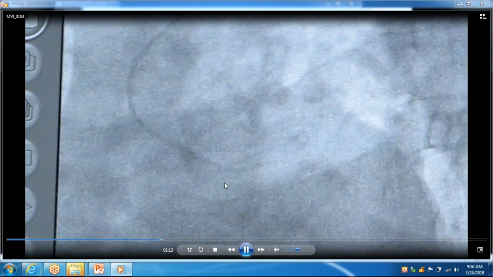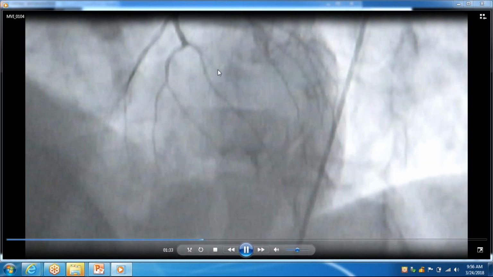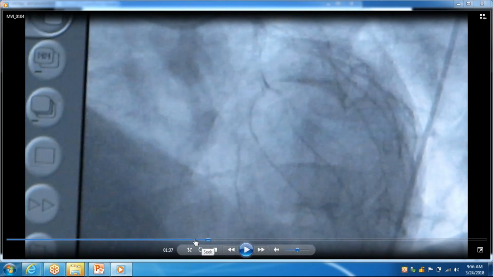Okay, and when you enter the blood vessel, you can see it jump. You can actually jump into the left main. You get a little injection. So this is the left main right there, and then we inject our dye to look at the blood vessel in its entirety.